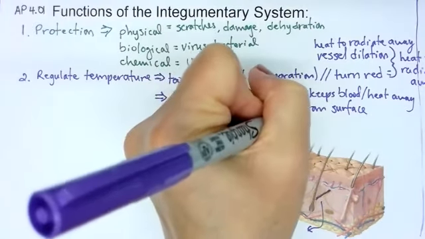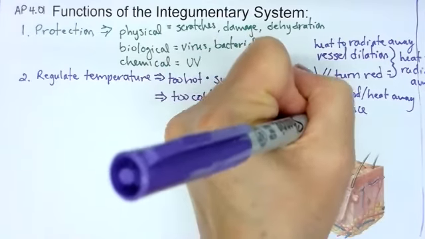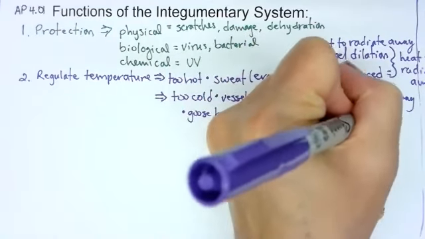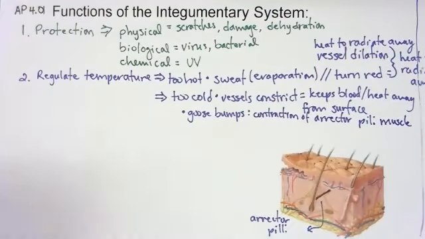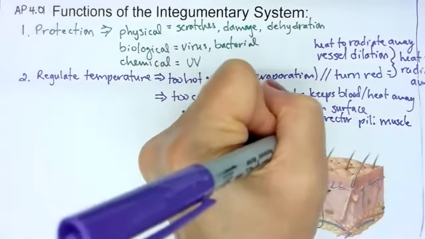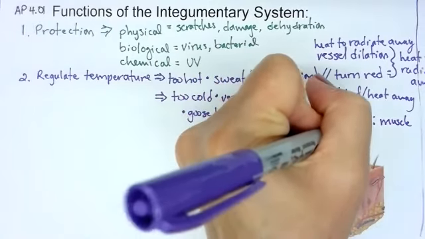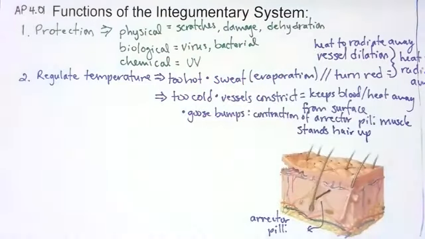Contraction of the erector pili muscle stands the hair up. How does that help keep us warm? Well, it actually doesn't help us all that much. Unless you're one of those, if you've ever seen there's like Greeks, they're known to be really hairy. So if you see a Greek guy walking down the street in Europe, if that guy got goosebumps, he'd have quite a bit of hair standing up on end.